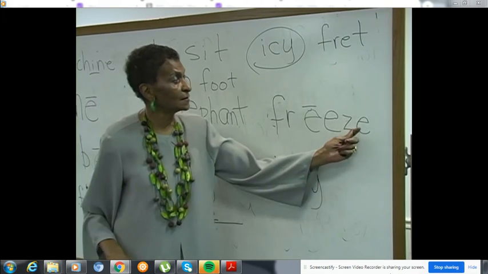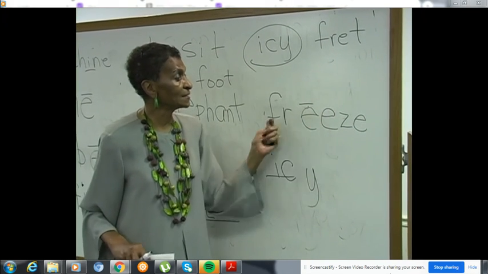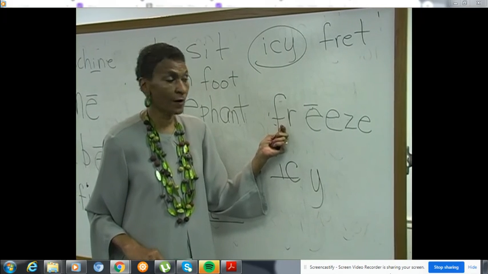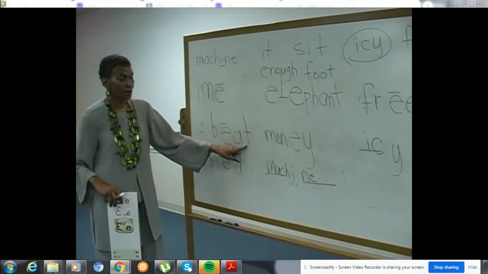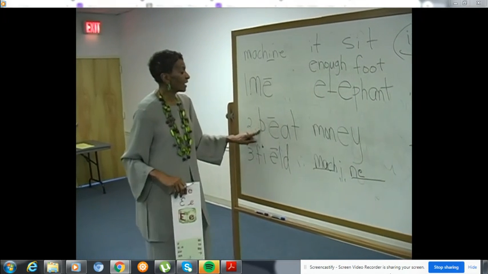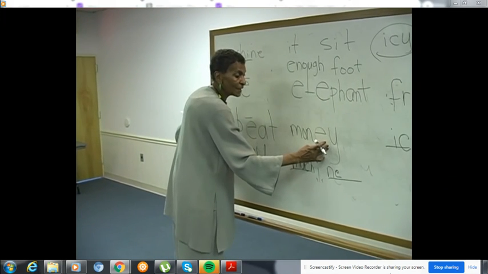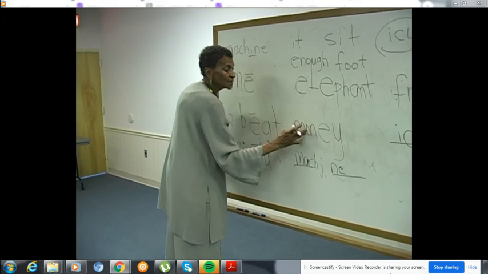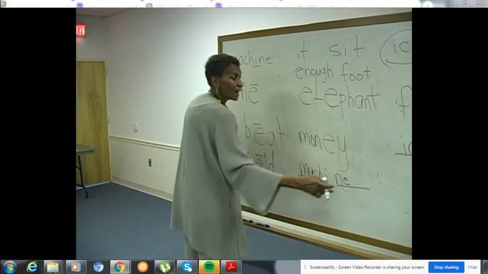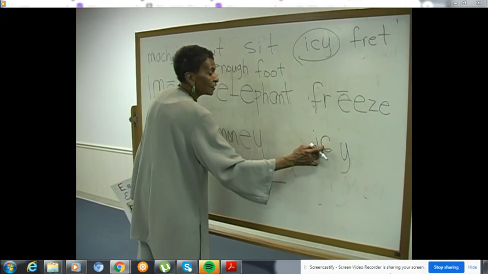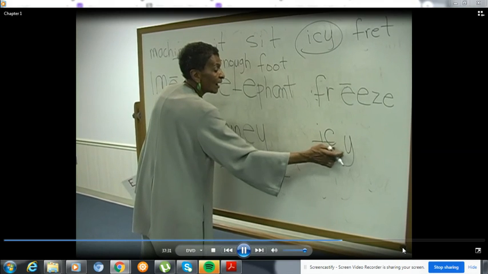Double E says E, sound fr, sound E, sound z, word freeze. Now let's start at the ending. The students will repeat z, sound E, sound fr, word freeze. Sound E, word beat. Sound E, which E? E-Y. Sound mun, word money. Sound E, icy.